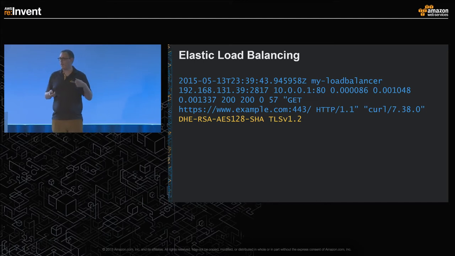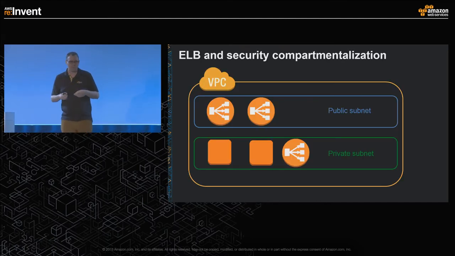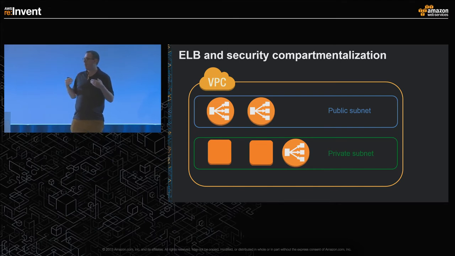So access logs also form a part of how people are applying ELB as a form of network compartmentalization. With ELB, you can spin up ELBs in VPCs. A VPC is a virtual private cloud where you have your own data center in the cloud. You can spin up public ELBs that have public IP addresses that take internet traffic. Those are your front-end ELBs. And we support private ones too, where they have internal IP addresses, and we can balance traffic from either of those to instances and so on.